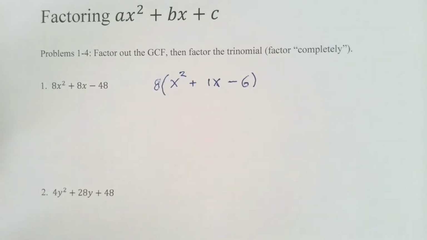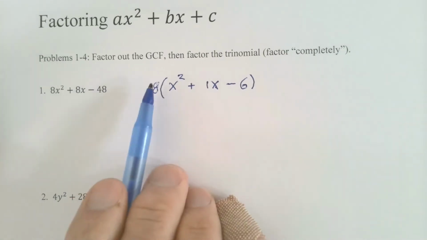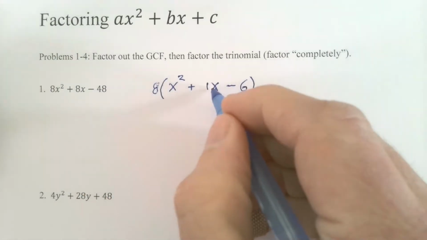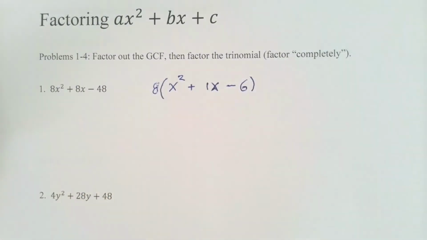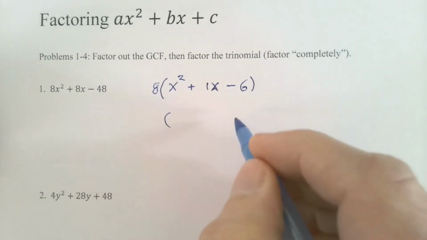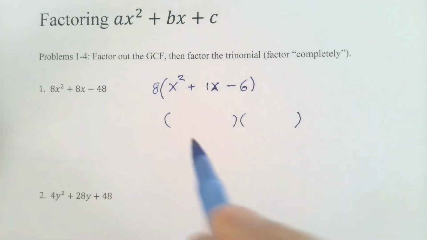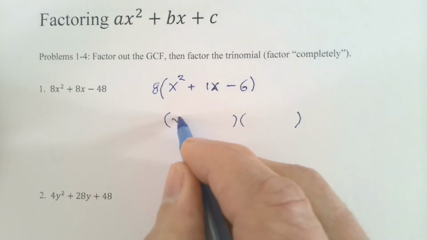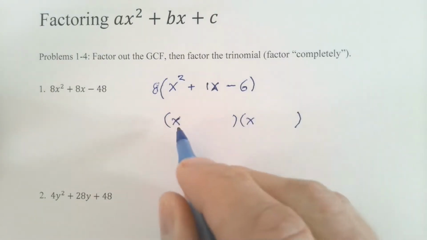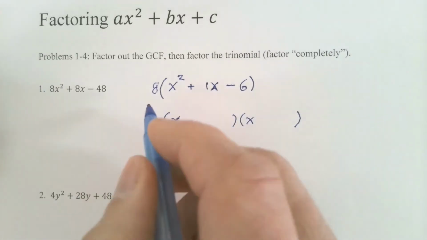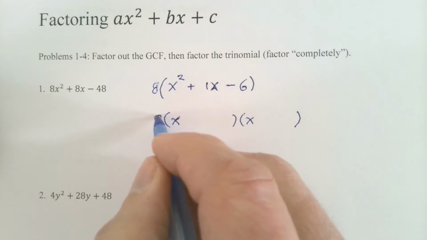Step 2 is check to see if this is factorable. For a minute, you can pretend that this 8 is not here, and just concentrate on x squared plus 1x minus 6. Now, in the other video, we saw what to do about this. We would write two binomials like this. Each binomial would start with x because x times x makes x squared. Then we're looking for ways to multiply to make negative 6. The 8 just brings down like this.